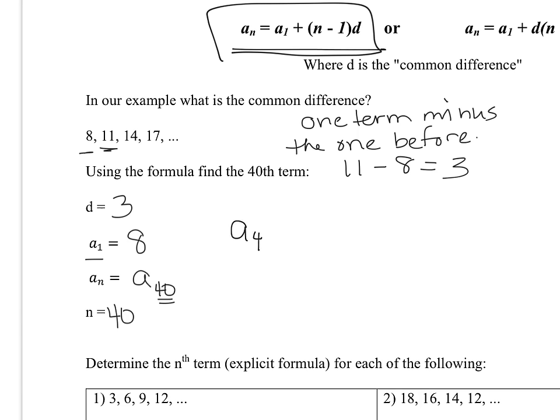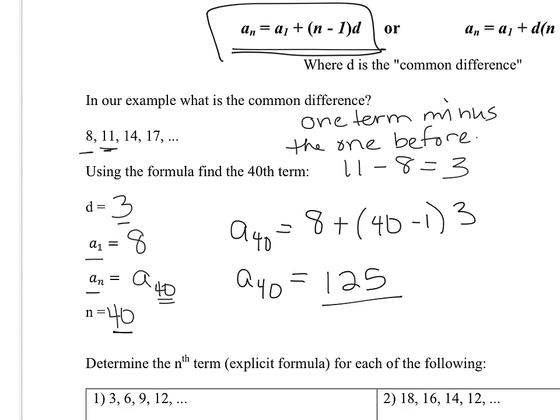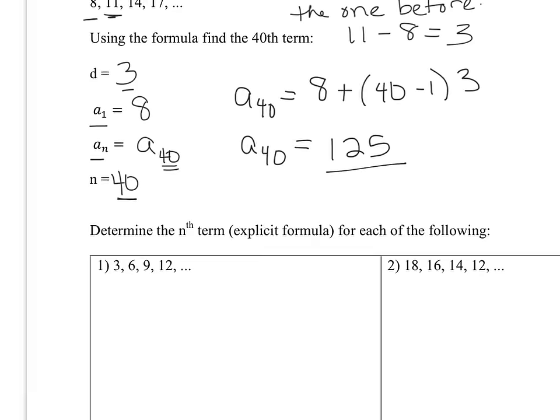So I want to plug all this in. a sub 40, because that's my a sub n, equals a sub 1. Well, I don't have to put a sub 1, I can put 8, plus n minus 1, well, there's n, 40 minus 1, times the common difference, which is 3. Just plug it into your calculator, do the math, and we get 125. So it's nice if you can find these pieces of a formula. You can always write a real equation instead of recursive like before.